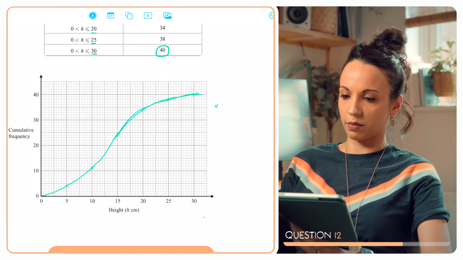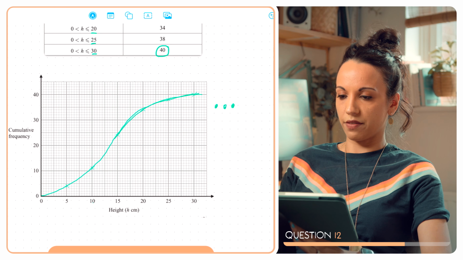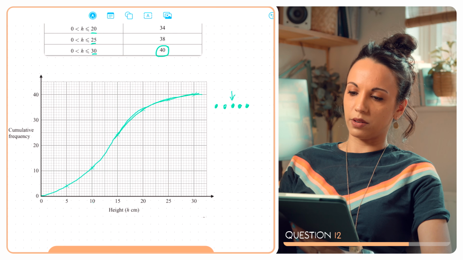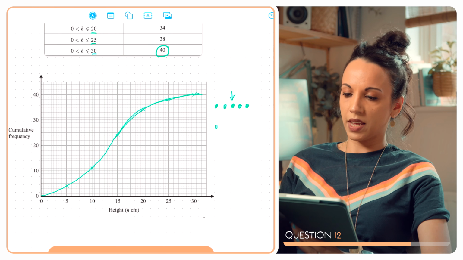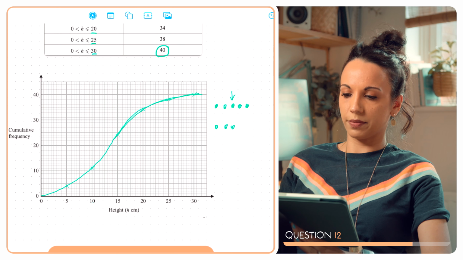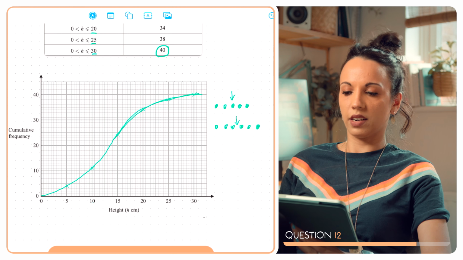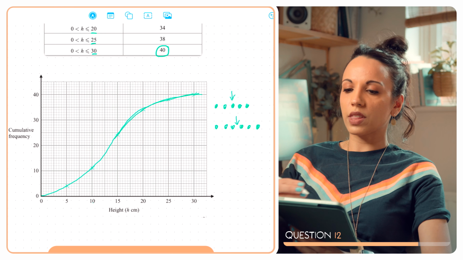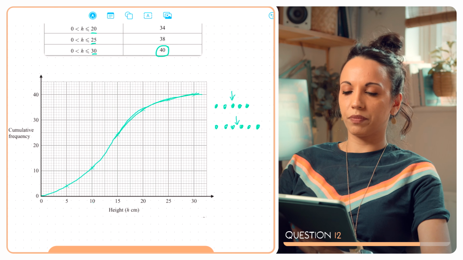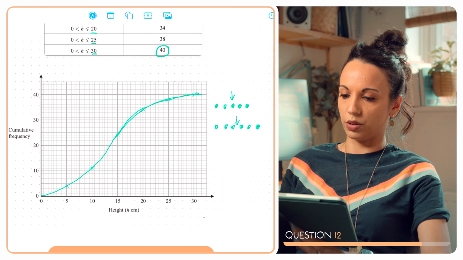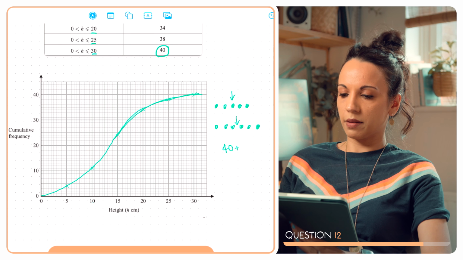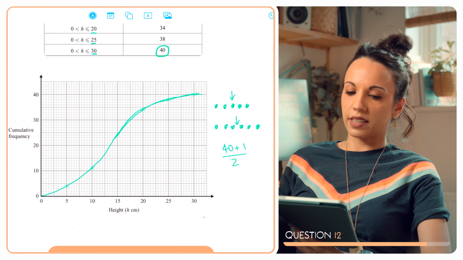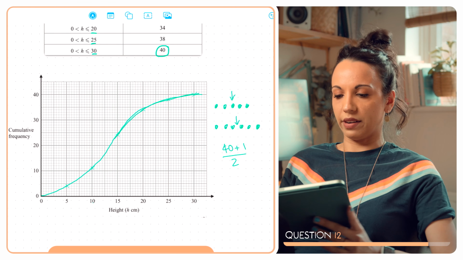Let's just have a look at an example. Suppose that we had 5 plants. It's quite easy to see that the middle number would be the third one. If we have 6 plants though, the middle is going to be somewhere between the third and the fourth. So that's what happens. We have to add 1 to our total number and divide by 2. So if we do 40 plus 1, that's going to be 41, divide by 2. The median is going to be at 20.5.